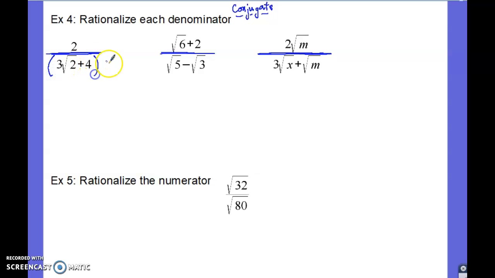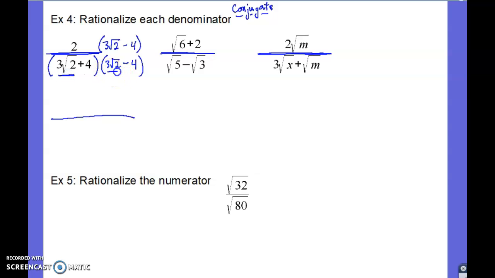So what we're going to do is rewrite the denominator, except we changed the sign from a plus to a minus. And if we multiply the bottom by that, we need to multiply the top by the same thing. So let's work with the denominator first, okay? Because the numerator is pretty easy once we look at that.